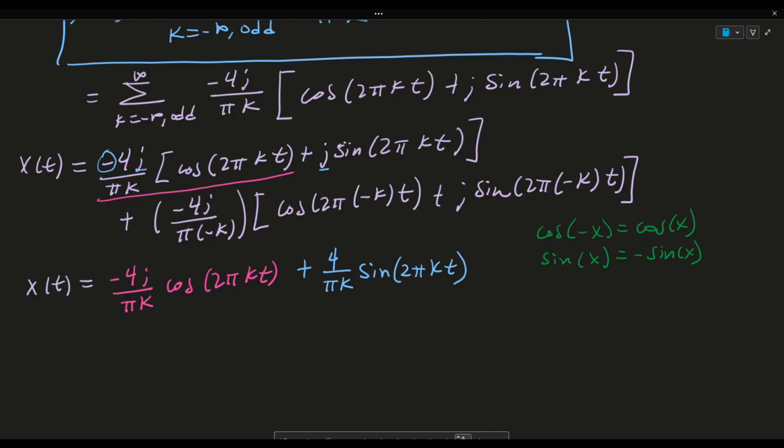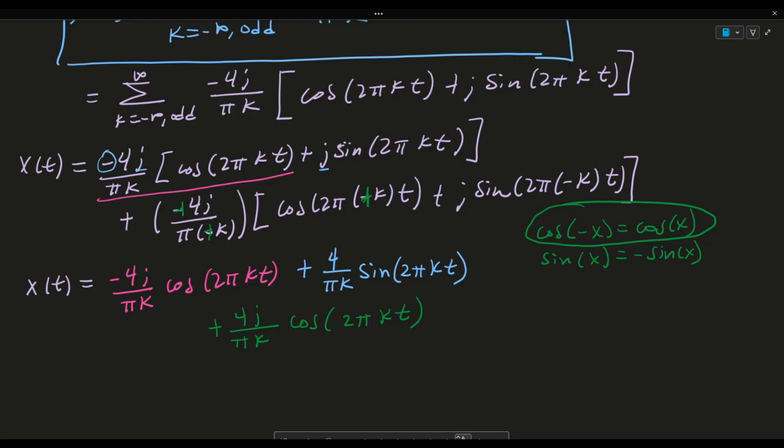All right, let me switch colors here. So then here I can change this to a plus per this rule. This becomes a plus. This here is a negative and a negative, so it's a plus. So this becomes plus 4j over pi k cosine 2 pi kt.